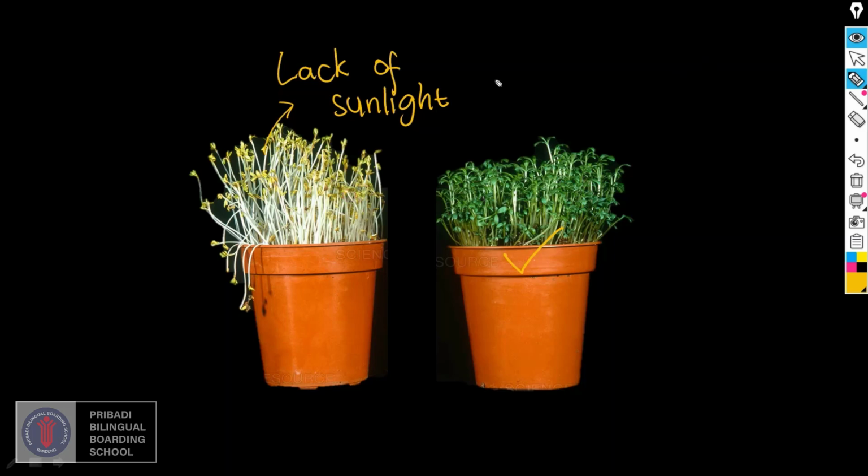Remember, sunlight is also needed for the food making of the plant, right? In the leaves, so the leaves need sunlight for making food. If there is no sunlight, the plant cannot make food and the plant cannot grow well. Alright, so sunlight is very important for the plant.